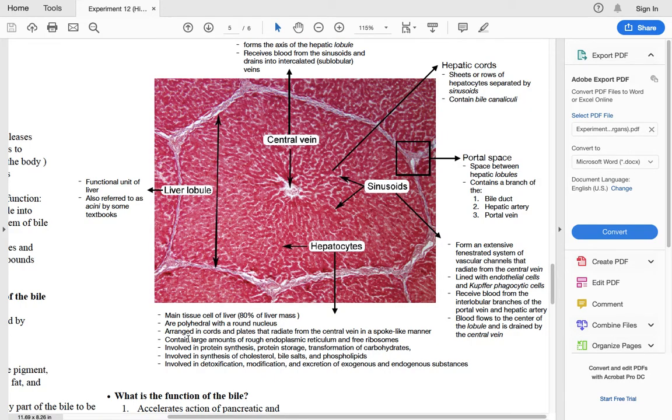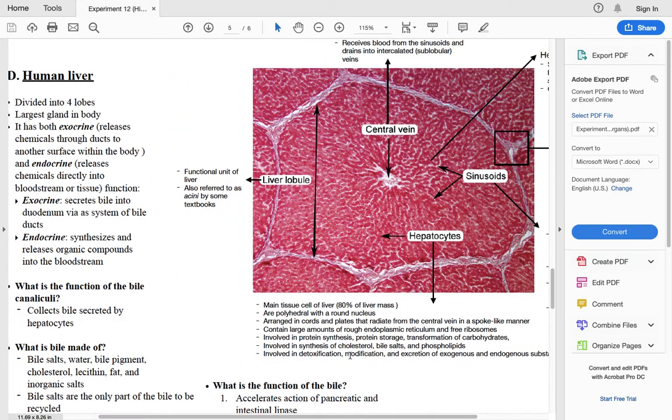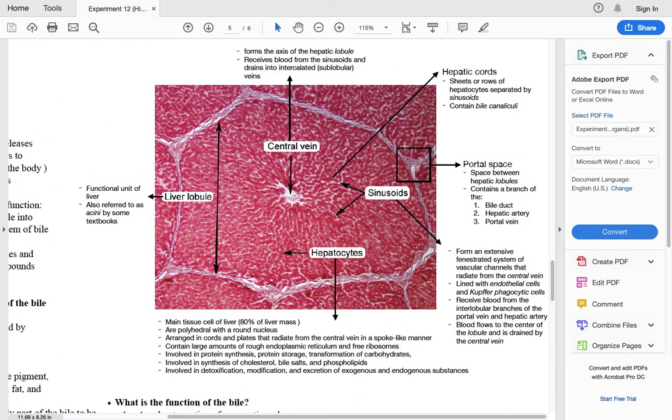We need to know that the hepatocytes contain large amounts of rough endoplasmic reticulum and free ribosomes, and they're involved in protein synthesis, protein storage, and transformation of carbohydrates, as well as in synthesis of cholesterol, bile salts, and phospholipids, as well as detoxification, modification, and excretion of exogenous and endogenous substances. So that's the hepatocytes. The hepatocytes are arranged in cords and plates known as hepatic cords. These hepatic cords contain the bile canaliculi, whose function is to collect the bile secreted by the hepatocytes. In between the hepatic cords, we have the sinusoids, which carry blood towards the central vein where it's drained.